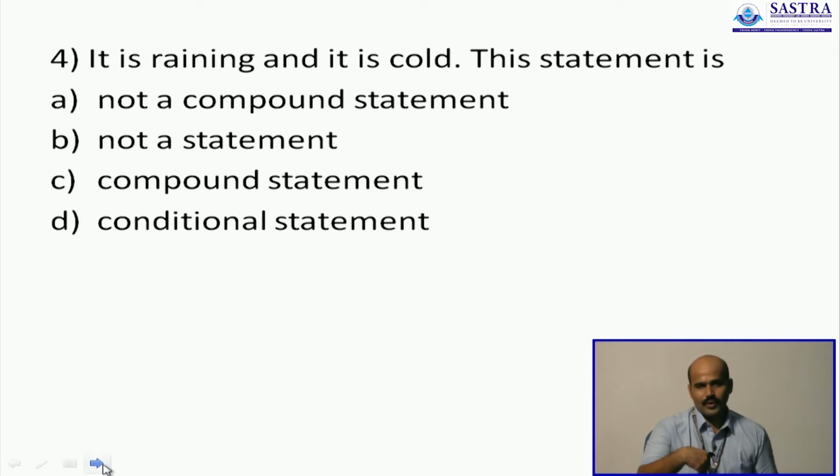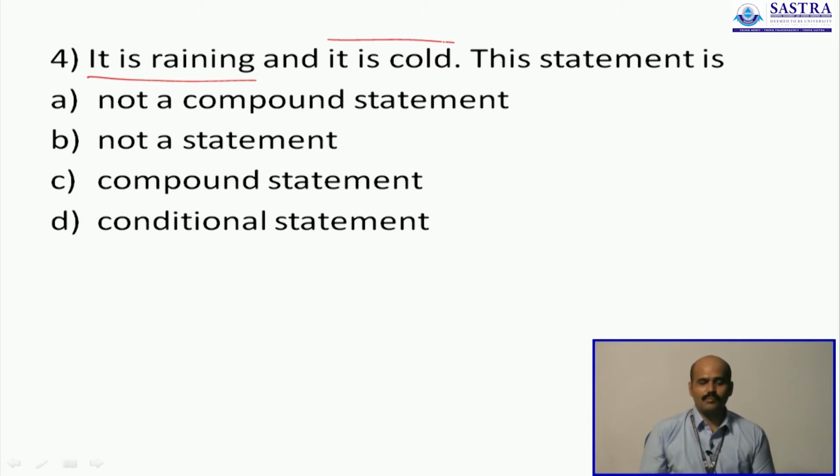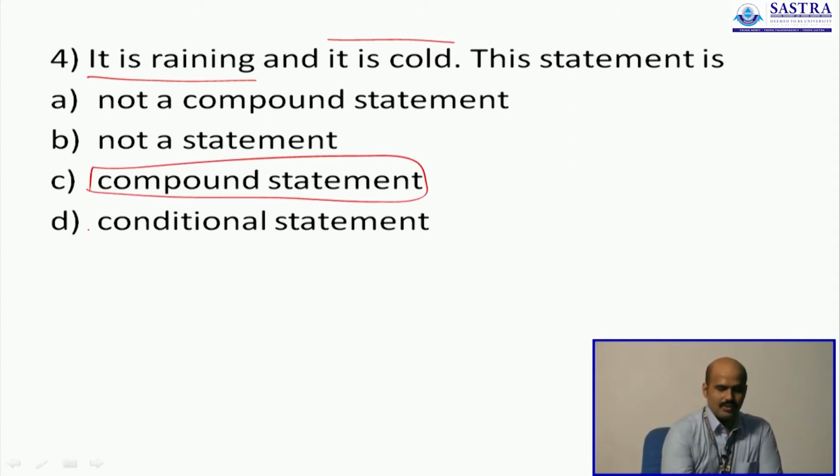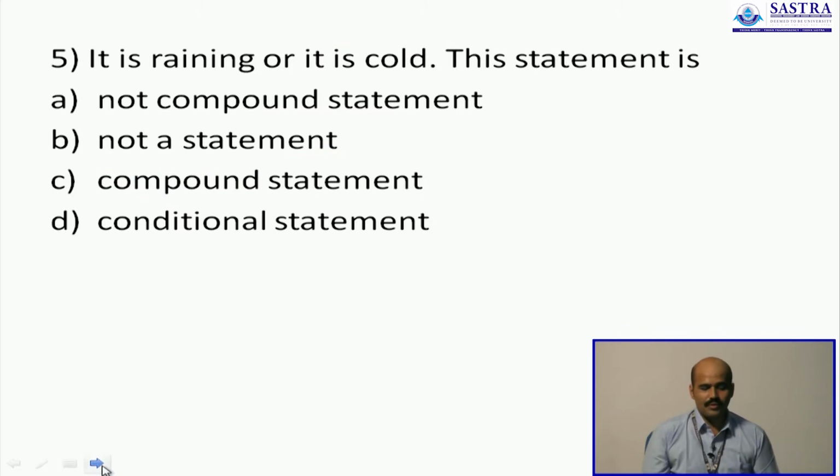Now we are moving into the next idea of a connective combining 2 statements. We have one statement which says it is raining and the other statement saying it is cold. Now what can we say about this statement? This is actually a statement, we know that, and it is actually a compound statement, which means it is a combination of 2 different statements using a connective. There is a connective which combines these 2, and therefore it is a compound statement.